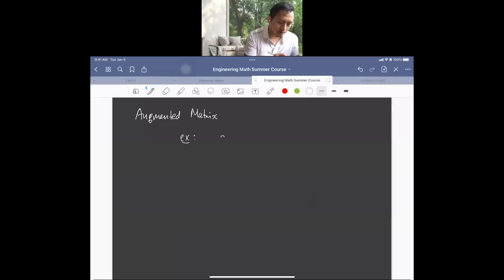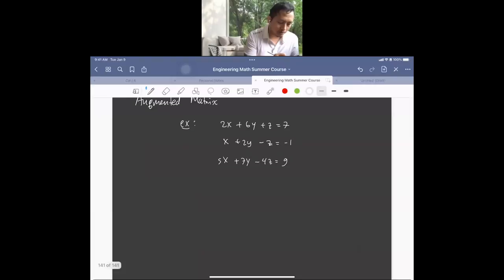So for example, let me just give you an example: 2x plus 6y plus z equals 7, x plus 2y minus z equals -1, and we need one more to make it solvable, because we have three variables, right? 5x plus 7y minus 4z is 9. So we can rewrite this with matrices.